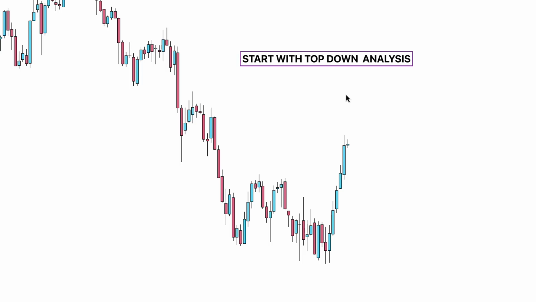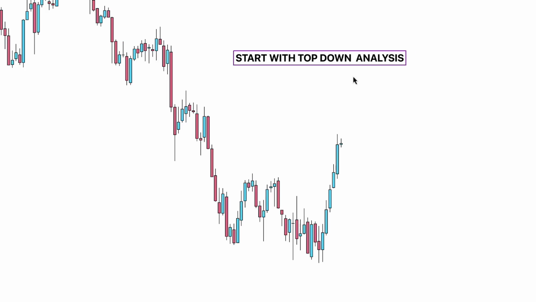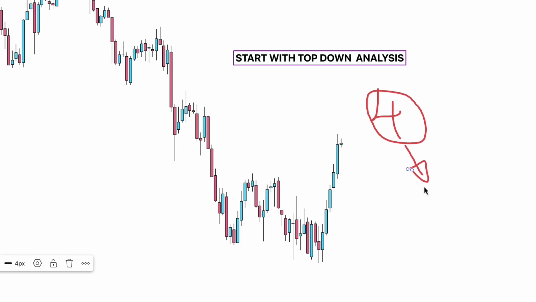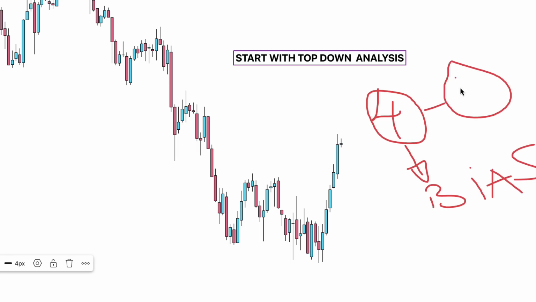So let's start with this. You can use either the 4-hour time frame to get your big boy bias, because the higher time frame is always the time frame for bias, or you can use the daily time frame. Either the 4-hour or the daily will give you your bias. That is it. If you can get that, it's perfect.